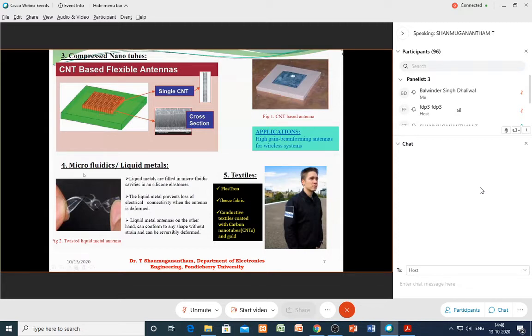Another is microfluidic liquid antennas, based on liquids acting as metals. Liquid metals are filled in microfluidic cavities in a silicone elastomer. The liquid metal prevents loss of electrical connectivity when the antenna is deformed. So these different liquids are used for this type of new antenna. Another type is the textile antenna, using a conductive textile material coated with, for example, carbon nanotube and gold, coated on the textile cloth itself. This is another example of textile antennas.